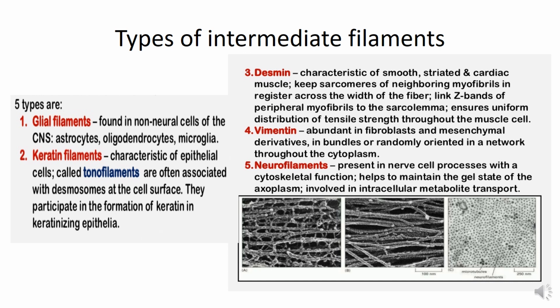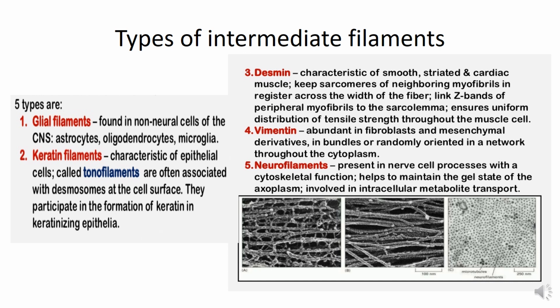Then we have the vimentins and desmins. The desmin filaments are composed of protein known as desmin, and they are abundant in the smooth muscle cells, where they form a cytoskeleton that transmits the pull of the contractile proteins and ensures a uniform distribution of tensile force across the smooth muscle cells. These filaments are also found in skeletal and cardiac muscle cells, where they link the Z lines of the peripheral myofibrils to the plasma membrane of the cell.